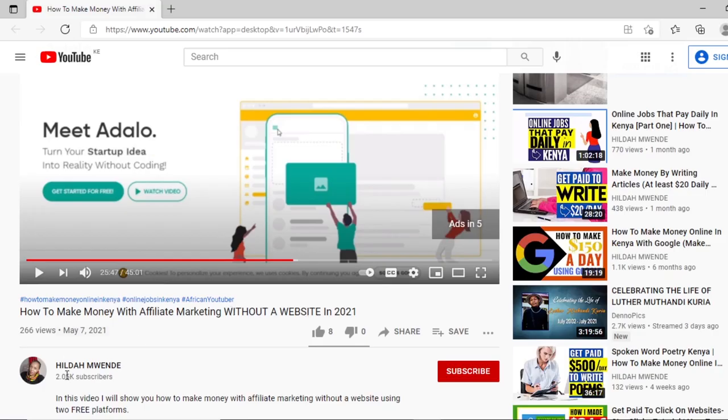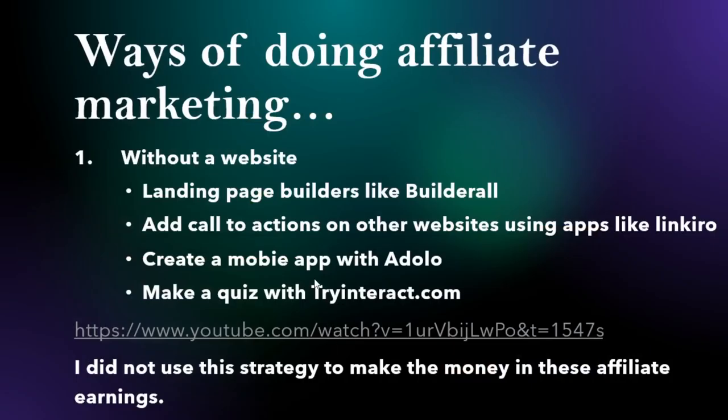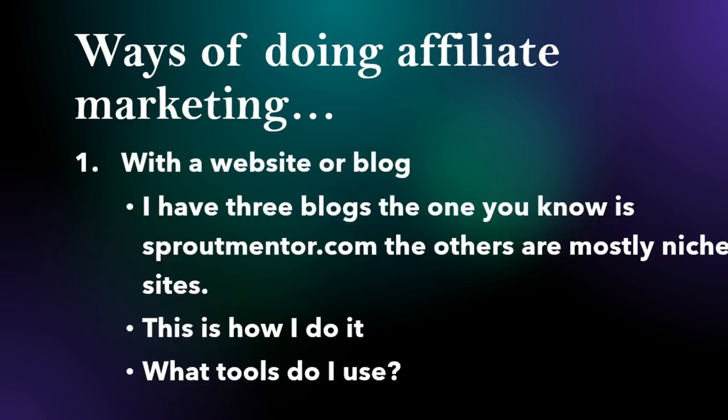So just either go to my channel and search this, how to make money with affiliate marketing without a website, or simply just copy this or search this on YouTube and then just add my name and you will get to this video. This is not the strategy. All the screenshots I showed you, I didn't use this strategy of without a website, but what I used is the next strategy, which is with a website or blog.